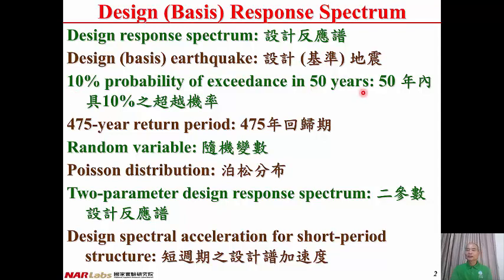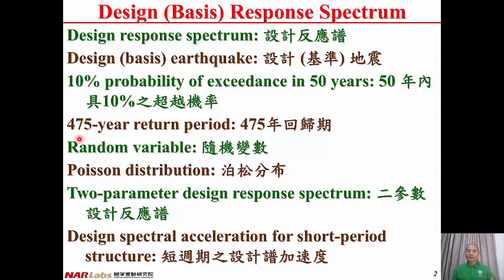Design basis earthquake is an earthquake level for the design of structure with 10% probability of exceedance in 50 years. In Chinese, 50年内具有10%的超越几率. Another name for design basis earthquake is an earthquake with a 475-year return period. Therefore, in total we have three names for the design basis earthquake. One is design basis earthquake, another is earthquake with 10% probability of exceedance in 50 years, or earthquake with return period 475 years, and in Chinese, 475年回归期.